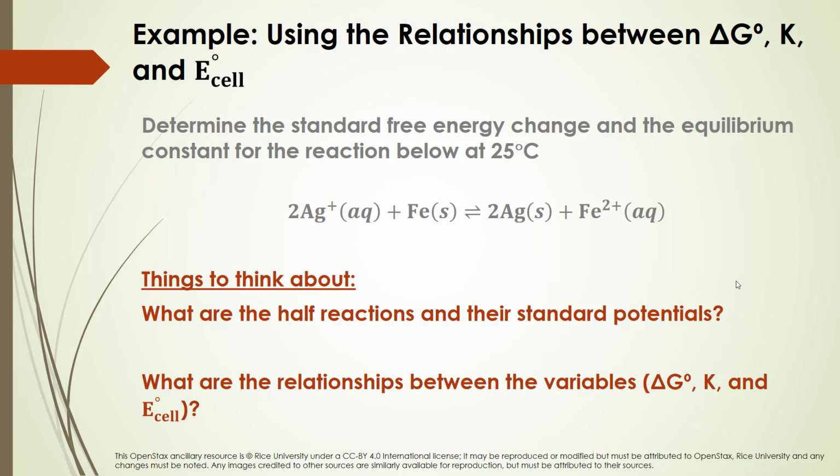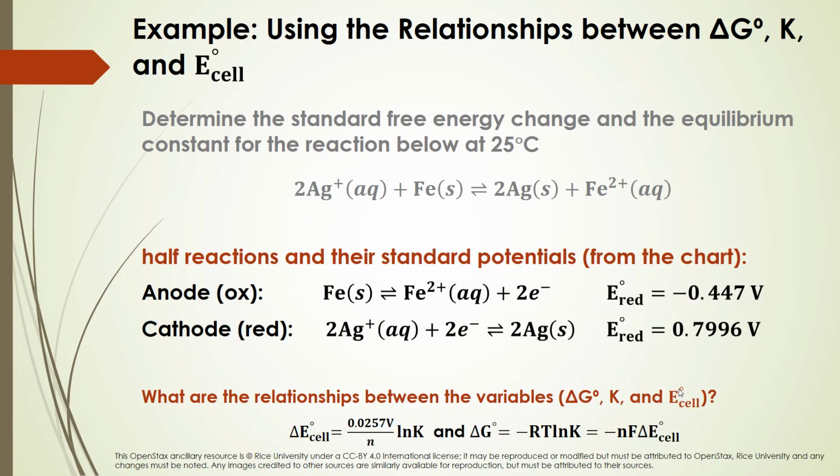Alright, so what do we want to think about when we solve this problem? Looking at that reaction, we can see that it's an oxidation reduction reaction. Silver plus is being reduced to silver metal. Iron metal is being oxidized to iron cations. So we're going to separate out the two half reactions. We're going to look on the chart. We're going to find their standard potentials. And then we just want to make sure that we have our equations at the ready that relate delta G, the equilibrium constant, and the cell potential.